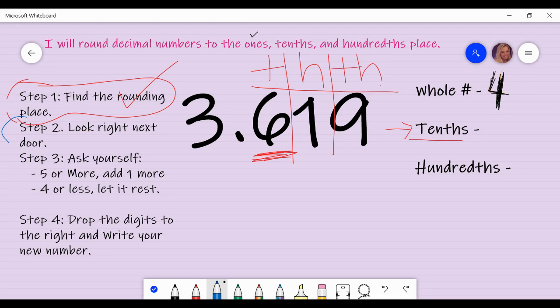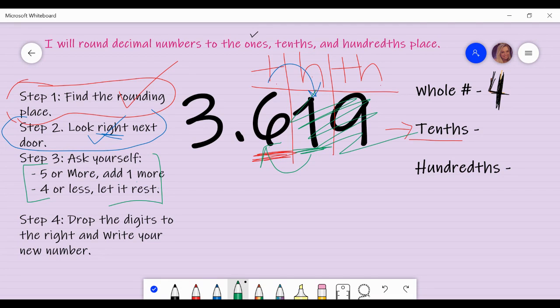Then we're going to do step 2, which is look right next door. So if I look over, there is my 1. That's not a 7. That is actually a 1. Then I've got to ask myself, 5 or more, add 1 more. 4 or less, let it rest. Now, I'm not talking about the actual hundredths place. I'm talking about here. So if this 1 is 5 or more, I add 1 more. If this 1 is 4 or less, then it stays the same. And the rest go away.